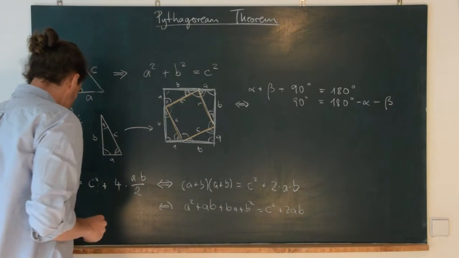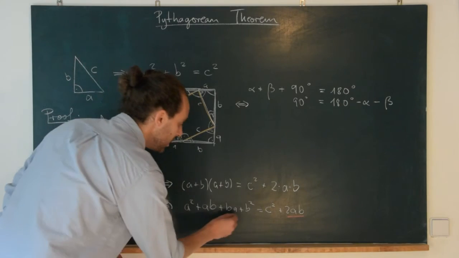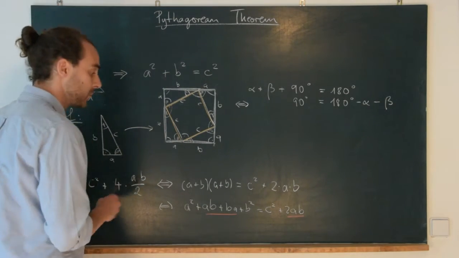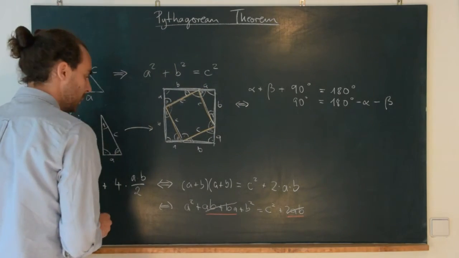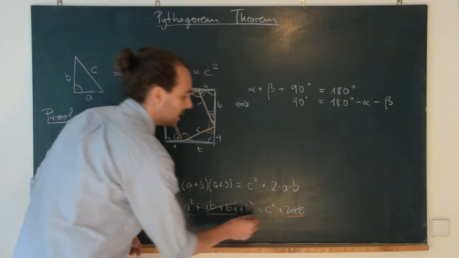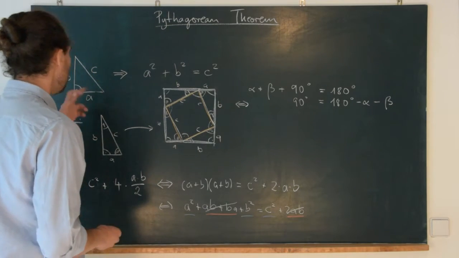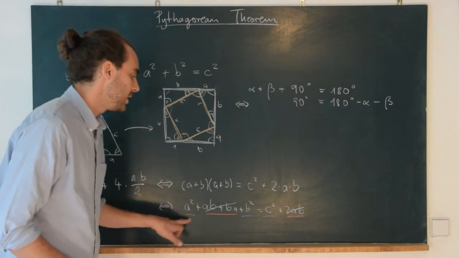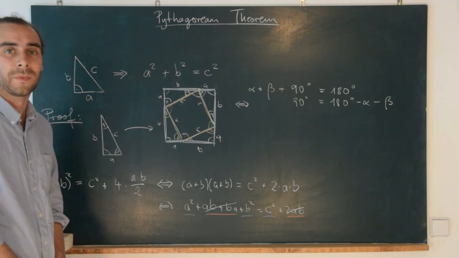Okay, now we can see that we have 2 times A times B on both sides of the equation. So we can subtract it, and what do we get? We get that A squared plus B squared is equal to C squared. So in every triangle with a right angle, this equation is valid if you name the sides like that. Thank you for watching.